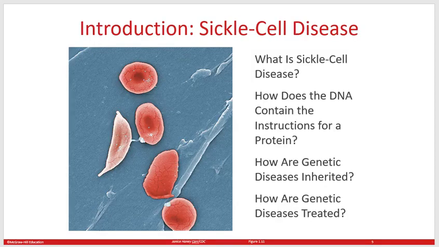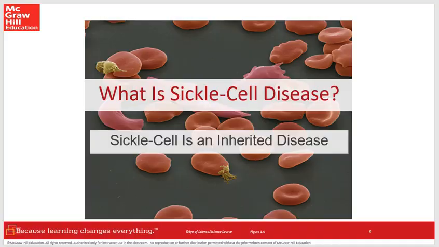So what is sickle cell disease? You may have heard of it. And what it does is cause your red blood cells to form these kind of odd shapes. But we're going to answer this question, what is sickle cell disease? How does the DNA contain the instructions for a protein? So, what does DNA have to do with sickle cell disease? How are these genetic diseases inherited? And then finally, how are they treated?